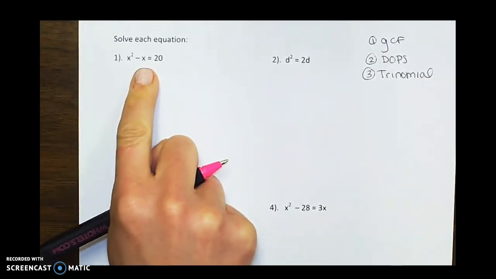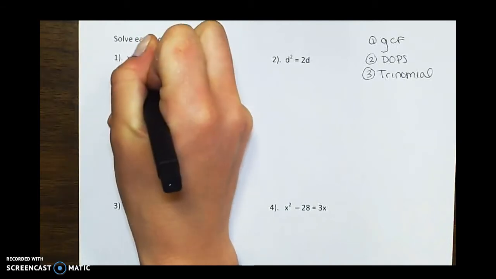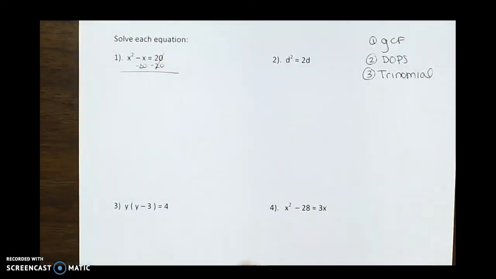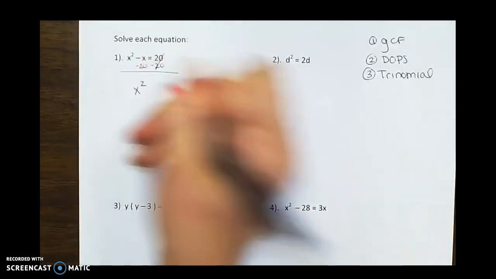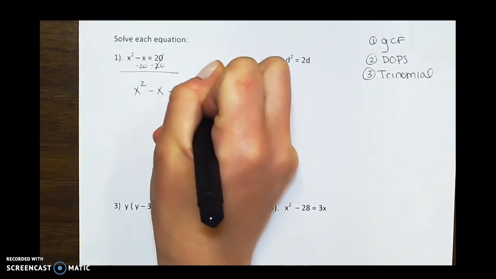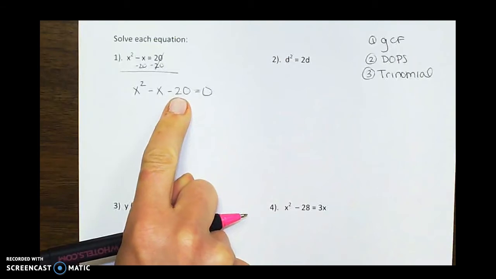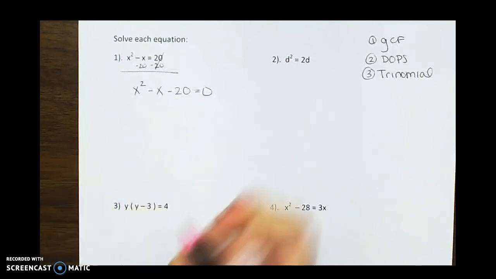So number 1, the first thing we have to do is set it equal to 0. So I'm going to subtract the 20 to the other side. Now we want to write this in standard notation. So the x squared goes first, the x goes second, and then our constant. Now if I look carefully here, there's 3 terms. There's no GCF, so I'm going to use trinomial factoring.